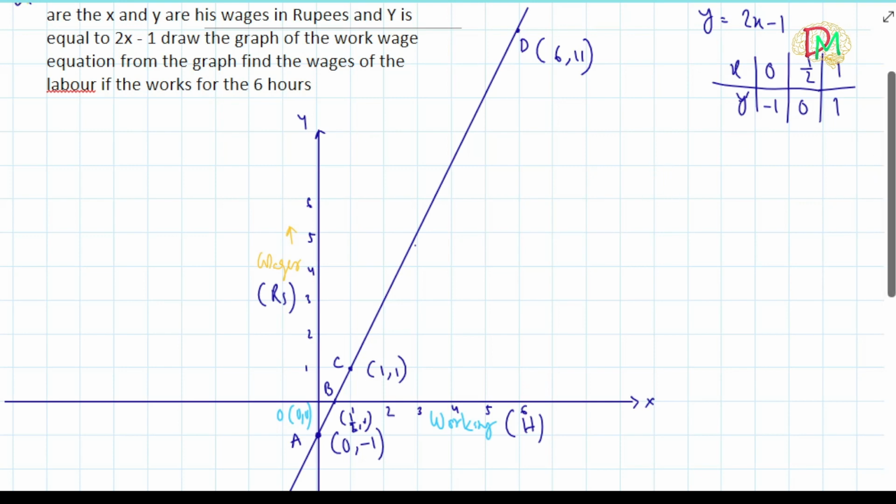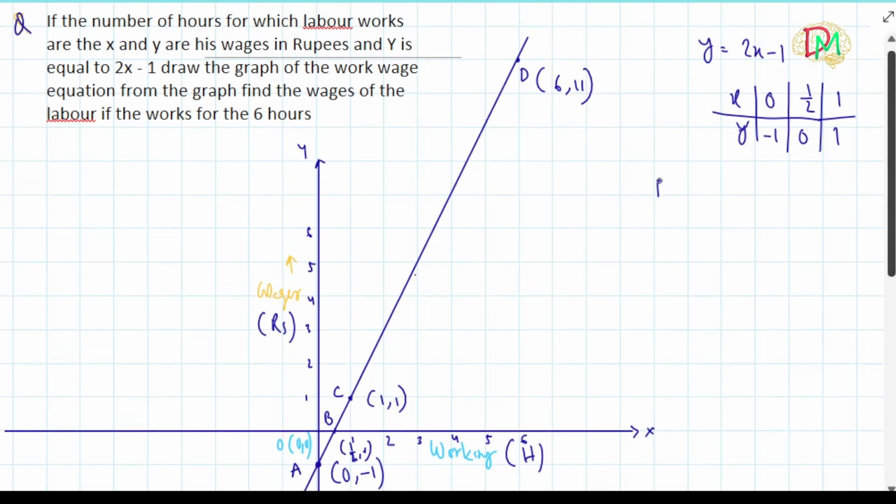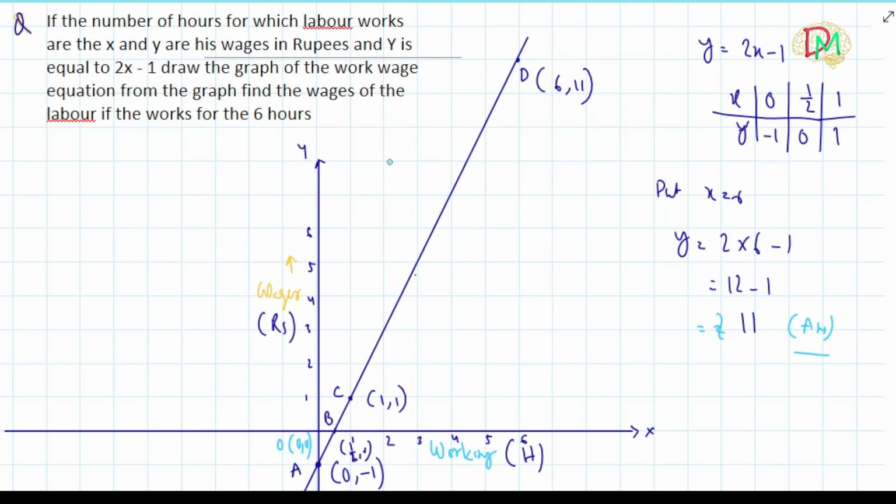From the equation also, if we put x is equal to 6, then y is equal to 2 into 6 minus 1, that is 12 minus 1, that is 11. So the numerical calculation and the graph both give the same value. So this 11 is in rupees, the unit is actually rupees. With this concept you can solve this kind of problem.